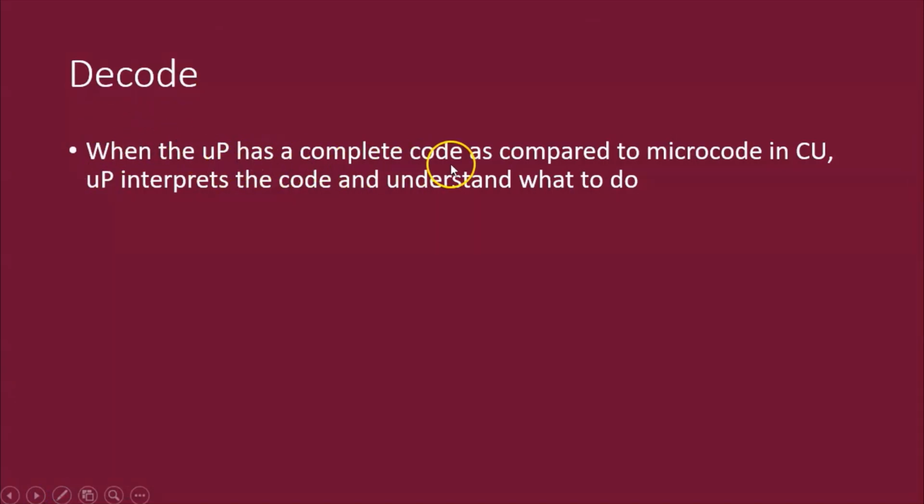When the micro P has a complete code as compared to microcode in CU, micro P interprets the code and understands what to do because it's already in microcode in CU. What is microcode? Microcode is a machine code. All the machine code that corresponds to the assembly language. So let's say we have move AX, BX, move AX, CX, move AX, DX. So it will have its own microcode. So micro P already knows what it should do.